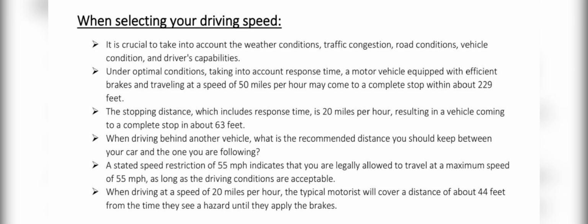When driving behind another vehicle, what is the recommended distance you should keep between your car and the one you are following? A stated speed restriction of 55 miles per hour indicates that you are legally allowed to travel at a maximum speed of 55 miles per hour as long as the driving conditions are acceptable. When driving at a speed of 20 miles per hour, the typical motorist will cover a distance of about 44 feet from the time they see a hazard until they apply the brakes.